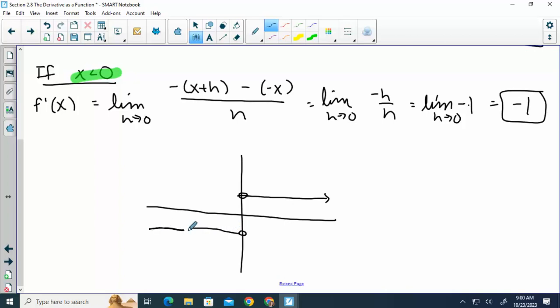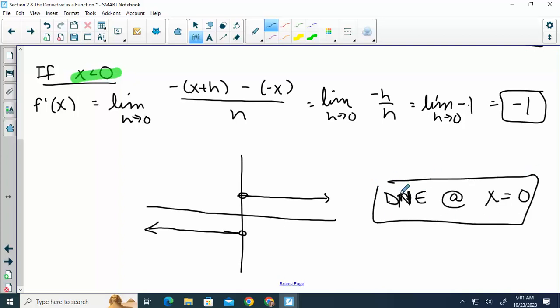But 0 should technically fit in both of those pieces, right? Absolute value of 0 is 0. And you can't get out two different answers. So what happens is this derivative doesn't exist at 0. Because the two pieces don't match up, there's no way to connect them. So this one does not exist at x equals 0. So it's not differentiable at 0. There is no derivative there. Because the left and right hand limits don't match. We're getting out two different things.